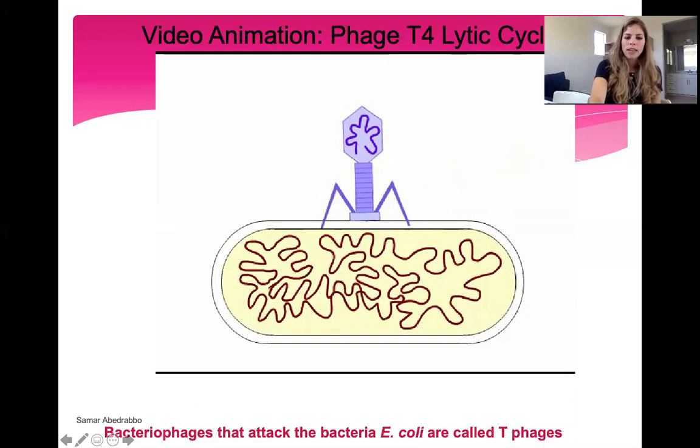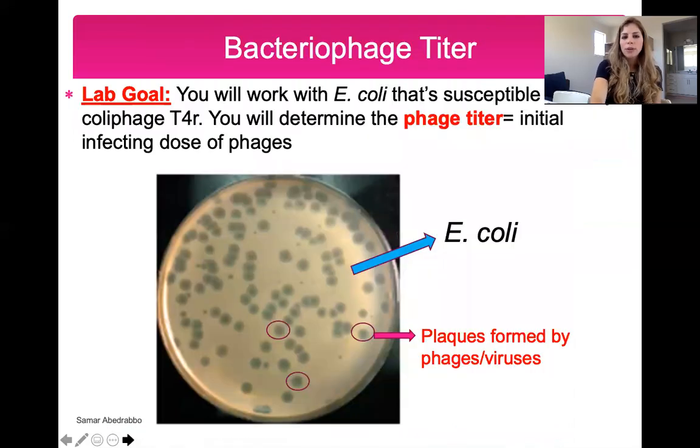And so in this lab, what you are going to do is you're going to work with the bacteria E. coli, and this E. coli bacteria is susceptible to a certain phage that we call coliphage T4R. So it's just a bacterial virus that's specific to E. coli. So you're going to take E. coli and you're going to mix it with this phage or virus, and then you're going to plate them on petri dishes and you're going to see what happens. Overall, what you're trying to determine is the initial amount of infecting phages. So the initial infecting dose of phages, which we call the phage titer.